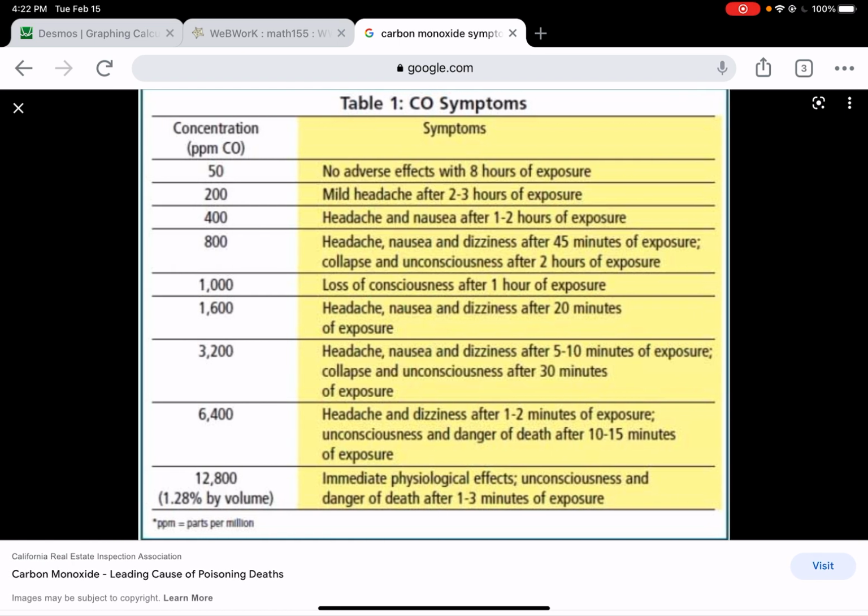Oh, sorry, I'm looking at the wrong row now. Let's jump over to 32. So if I'm at 5 to 10 minutes, okay, I think it's something like about 5 breaths per minute. So we're in the range of 25 to 50 breaths. And we'll get a headache. But after 30 minutes, so after 150 breaths, now we're losing consciousness, right? That's been enough time for the air in my lungs to look like the air in the room.